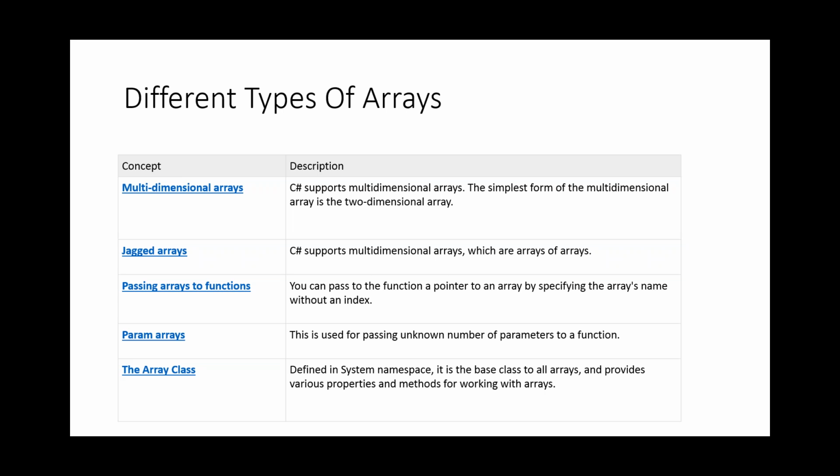We have the Array class also, defined in the System namespace. It is the base class for all arrays and provides various properties and methods for working with arrays. By default, all arrays have some methods like Array.Join, Array.Sort. These kinds of methods are there, which we will discuss tomorrow. So these are the different kinds of arrays we have. We will look at these in depth in tomorrow's class.